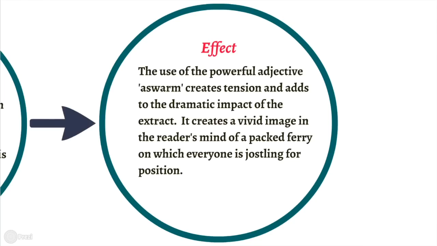So I've said the use of the powerful adjective "a swarm" creates tension and adds to the dramatic impact of the extract. It creates a vivid image in the reader's mind of a packed ferry on which everyone is jostling for position. So I've really thought about what the word "a swarm" creates. What image does it create in the reader's mind, and why would the writer use that word instead of just saying it was really busy? They've actually used the word "a swarm". So you really need to think about the effect on the reader as well.